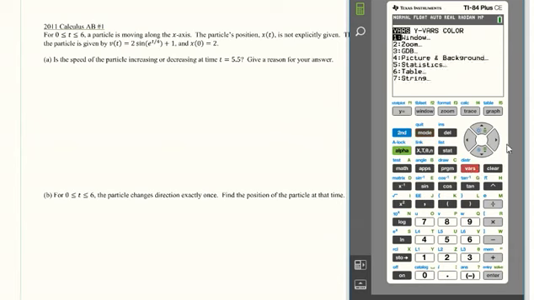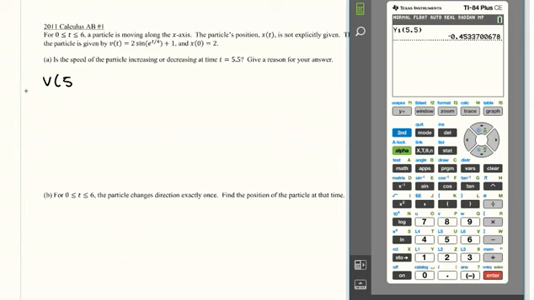Well, I'm going to call on y1 and plug in 5.5. And remember that the TI-83, TI-84, it's smart. It knows what you mean. It's like v of 5.5 if v is y1. So you plug it in and you get v of 5.5 is negative 0.453.